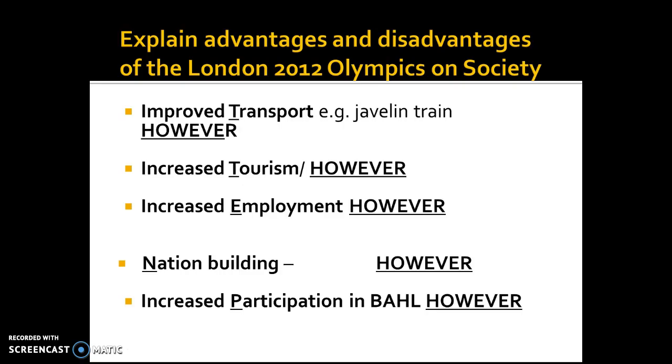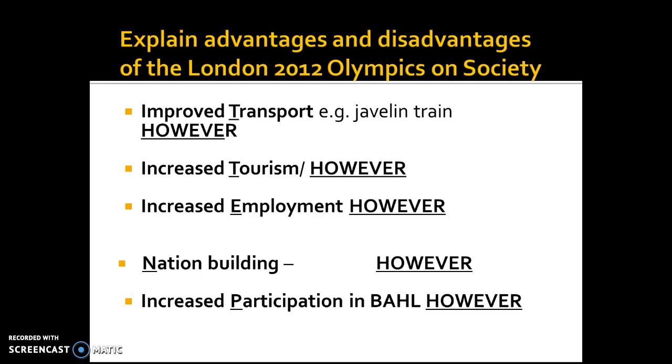So basically, you have improved transport links, for example, the Javelin train line. However, the downside to that was increased pollution. The next T was increased tourism. However, with increased tourism comes the increased chance of a terrorist threat. You have increased employment, for example, increased construction jobs. However, this employment will be short-lived. It'll be short-term employment only for the Olympic period.